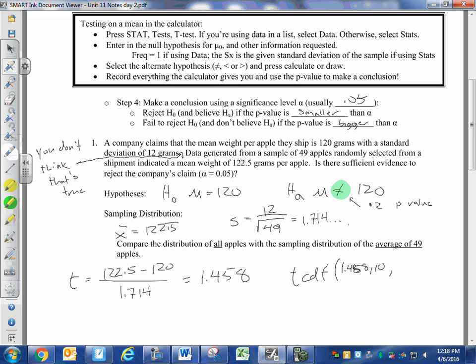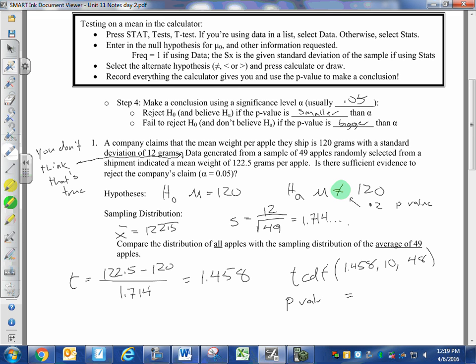But since it's a T curve, we need to know the degrees of freedom. We need to know how steep the T distribution is. I need the degrees of freedom as my last value here. The sample size is 49, so the degrees of freedom is 48. This would be your low, 10 would be your high, DF would be 48. You get 0.075 around.